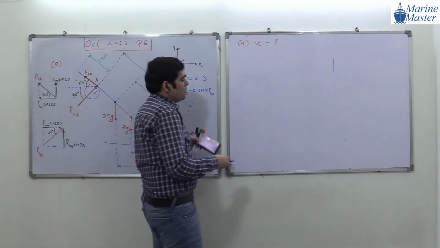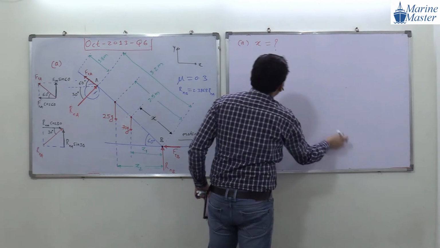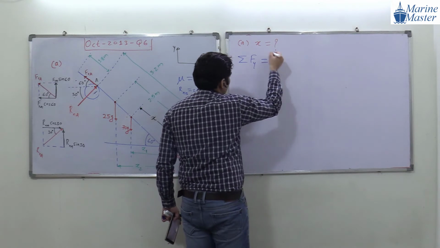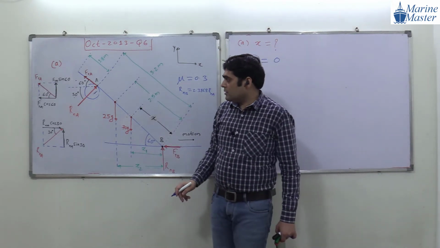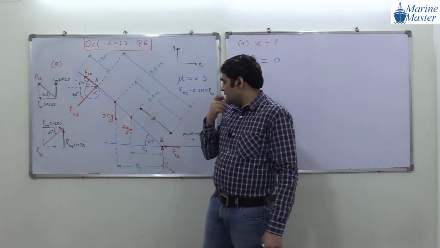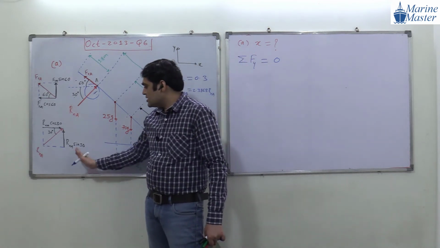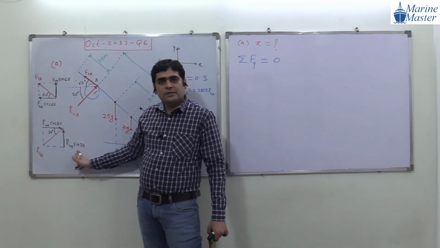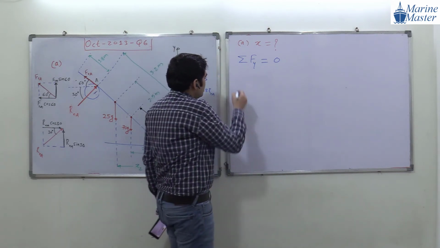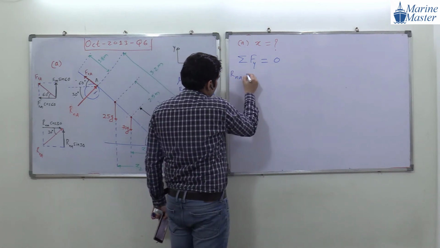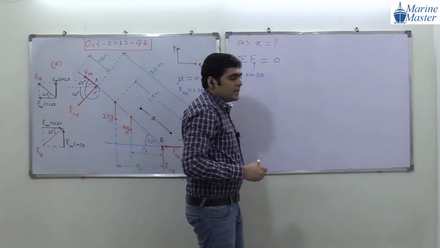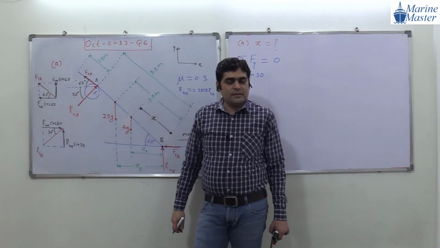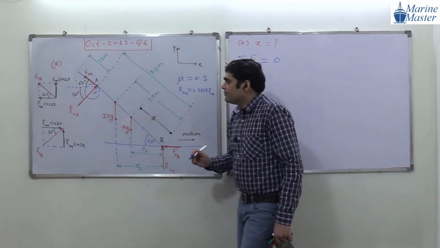Now we are going to take summation of forces in which direction? Y direction. What are the forces here in Y direction? First of all, we have RNA sin 30, plus or minus? Plus because it is upward. Plus RNA sin 30. Then what will be the next point? FRA sin 60, plus or minus? It is upward, so plus FRA sin 60.